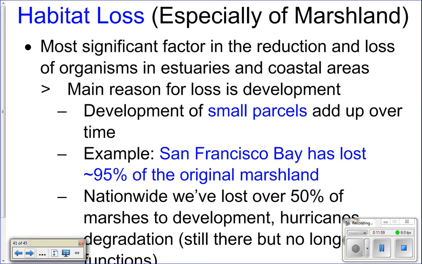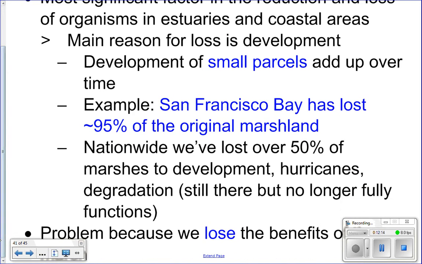In fact, San Francisco Bay, San Francisco is an estuary and had lots of marshlands around it. And we've lost now about 95% of the original marshland of the San Francisco Bay. And actually nationwide, we've lost about 50% of our marshes to development. So it's bad. The problem with developing these marshlands is we lose the benefits of the marshes.